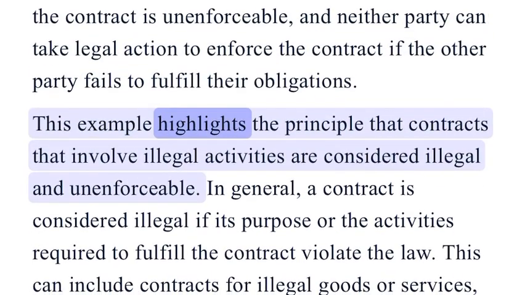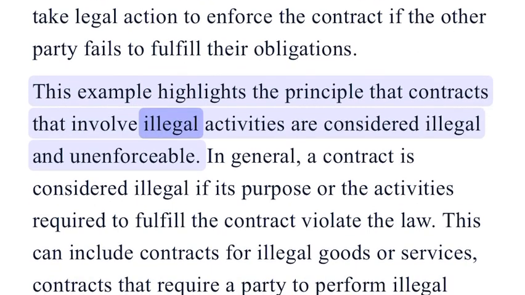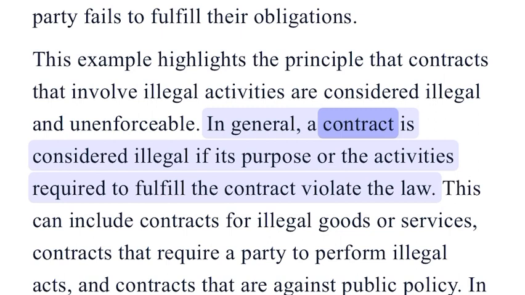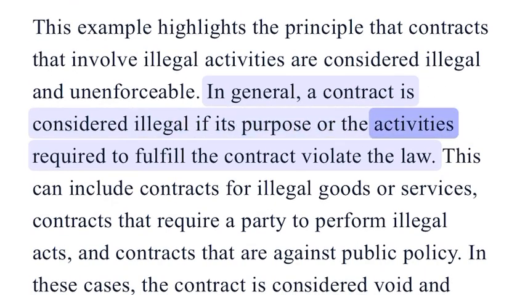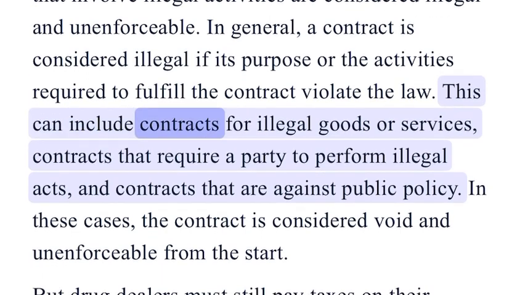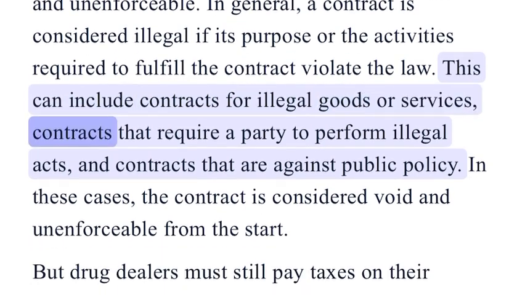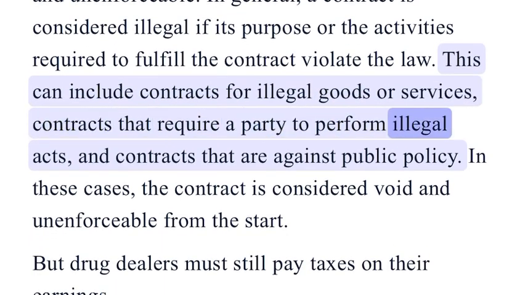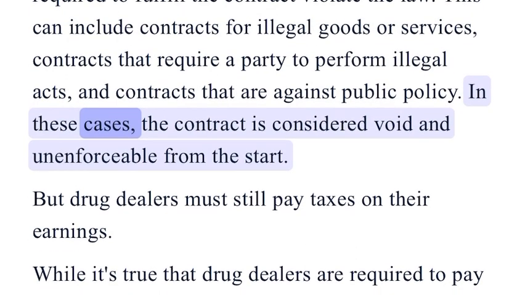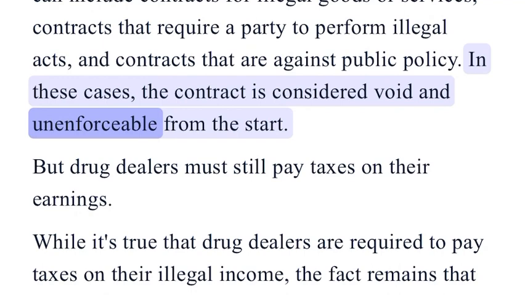This example highlights the principle that contracts that involve illegal activities are considered illegal and unenforceable. In general, a contract is considered illegal if its purpose or the activities required to fulfill the contract violate the law. This can include contracts for illegal goods or services, contracts that require a party to perform illegal acts, and contracts that are against public policy. In these cases, the contract is considered void and unenforceable from the start.